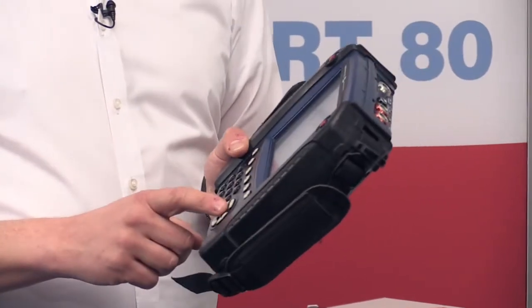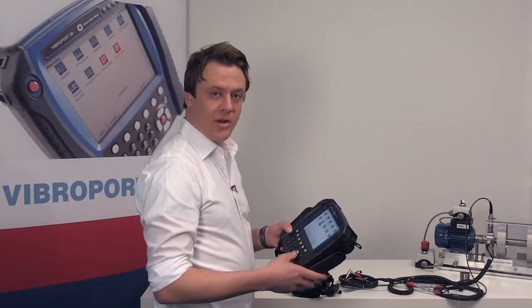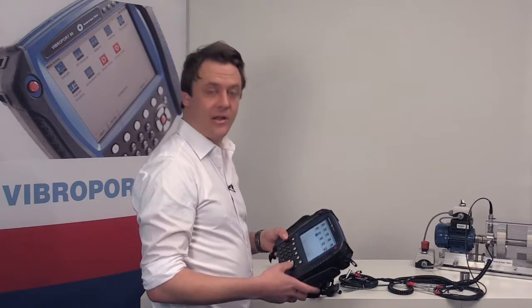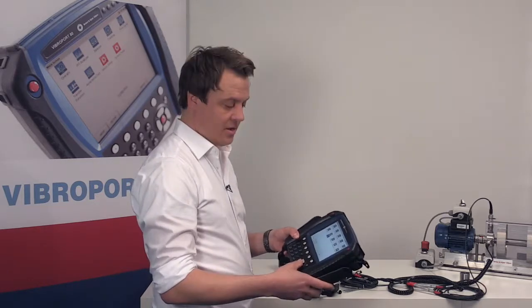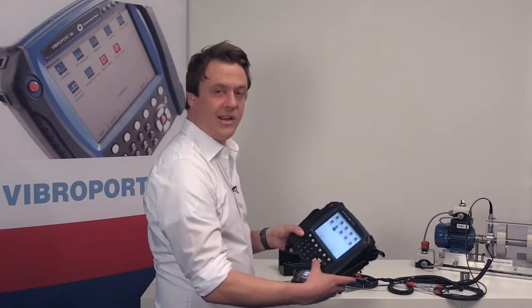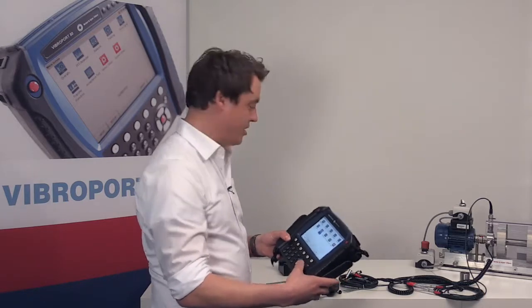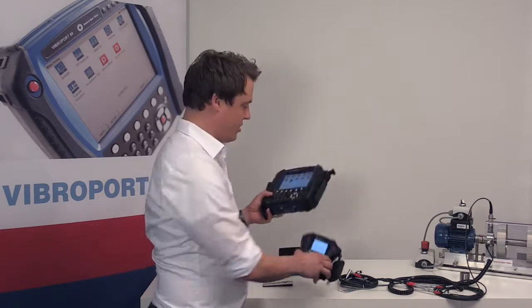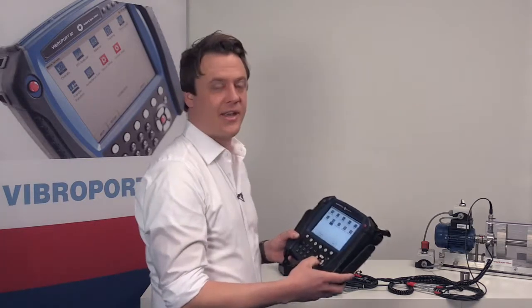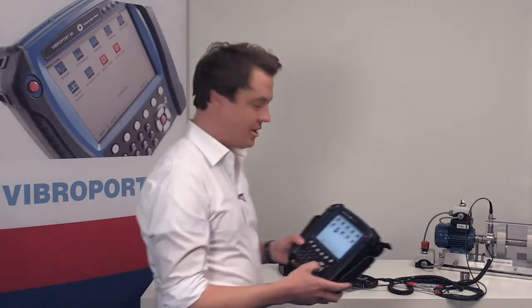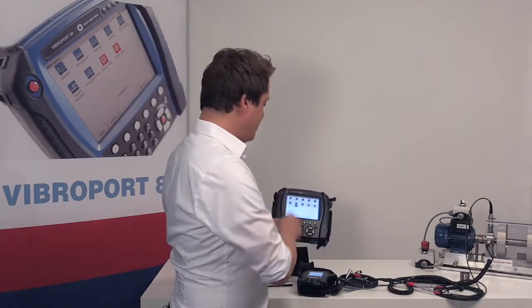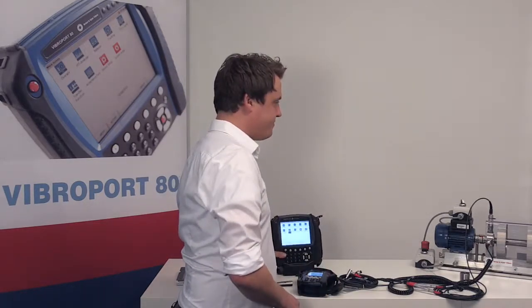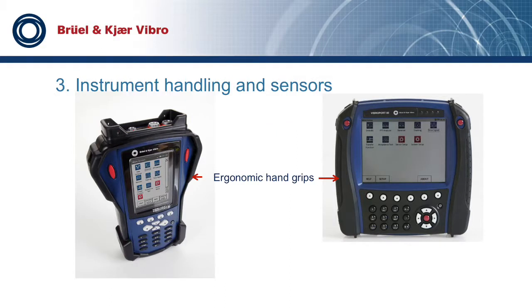But why is this fire key so important? Assume you work 8 hours, really 8 hours daily with this instrument, and you navigate and can click immediately and acknowledge with this fire key, which is missing on the VibroTest 80 simply because the instrument is smaller. You can save a lot of time over years and decades with this little fire key, which is given in addition on the VibroPort 80. Ergonomic hand grips, I talked about it, especially on the VibroPort 80.